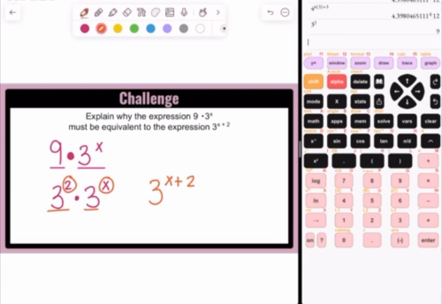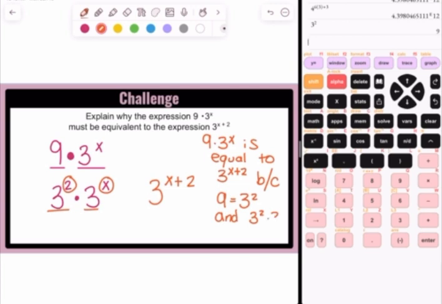And so 9 times 3^x is equal to 3^(x+2), because 9 equals 3 squared, and 3 squared times 3^x is 3^(x+2).